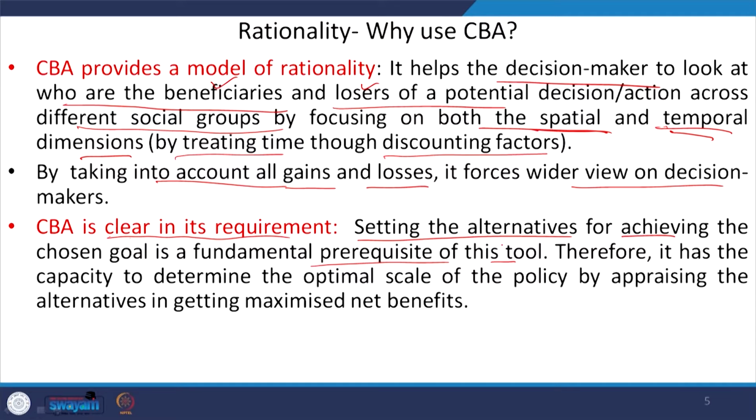Therefore, CBA has the capacity to determine the optimal scale of the policy, because it is appraising so many alternatives, and out of all these alternatives, it picks the best one. That is why it can determine the optimal scale of a particular policy, because it appraises all the alternatives that can maximize the net benefits to the consumers or to the parties concerned out of a particular policy or program.